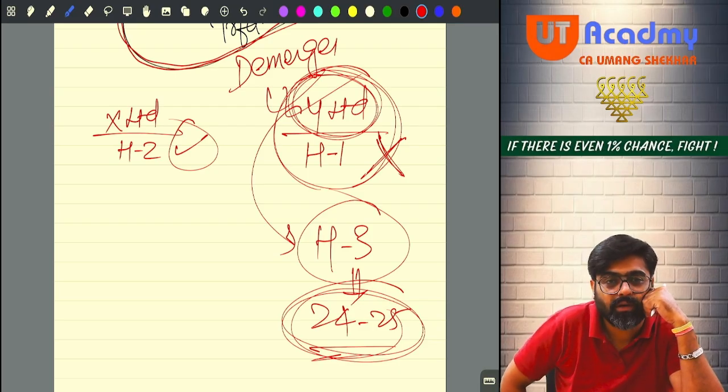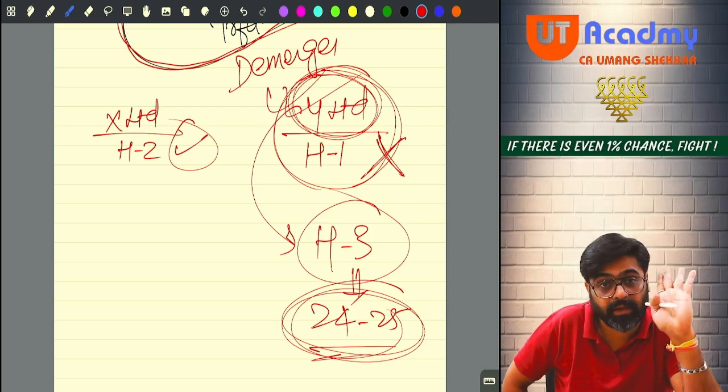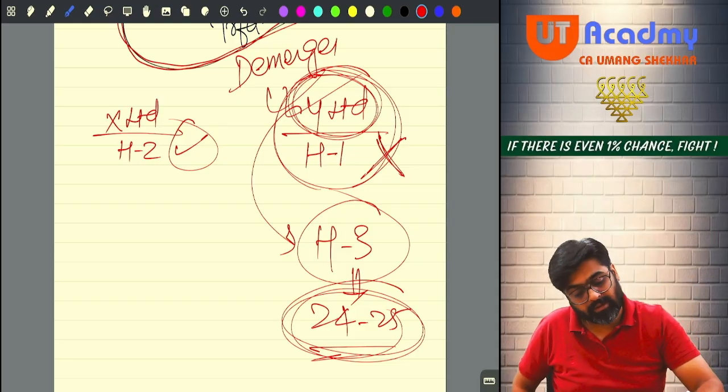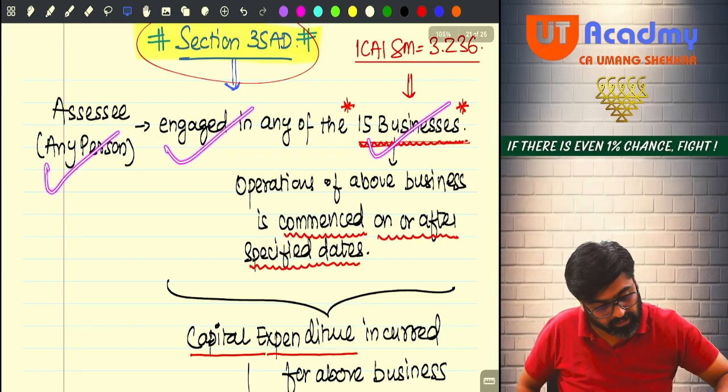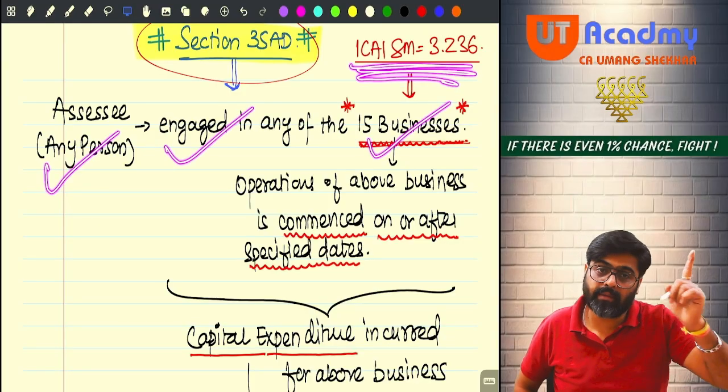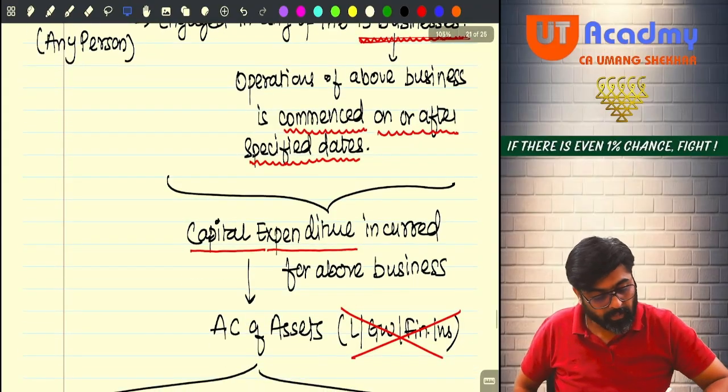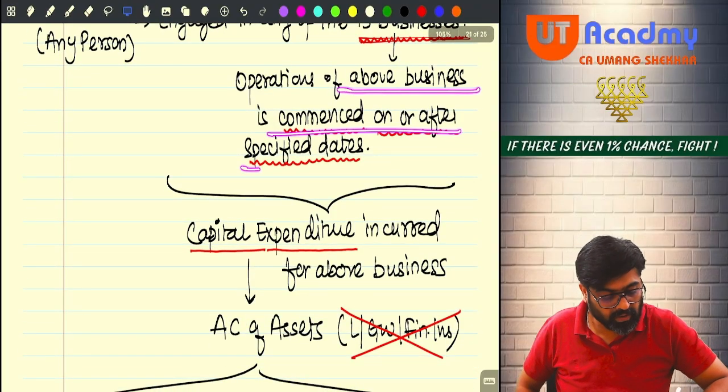Hello, sir. All these conditions you must keep in your mind. So all these conditions are given here, 35AD, one by one. Assessee, any person, 15 businesses. What are the businesses? Names we have already seen. Operations of the above business are commenced on or after specified dates.